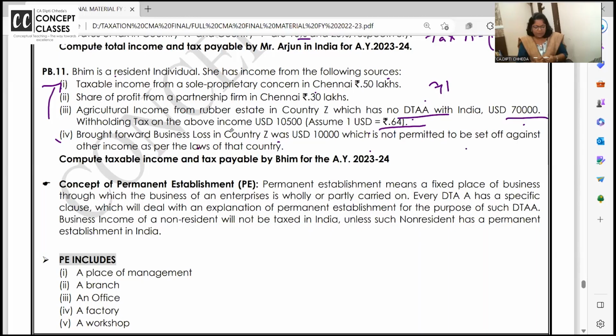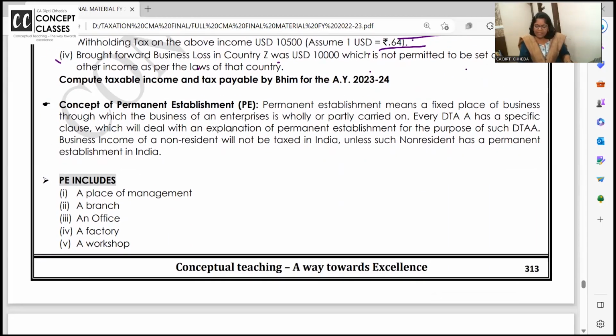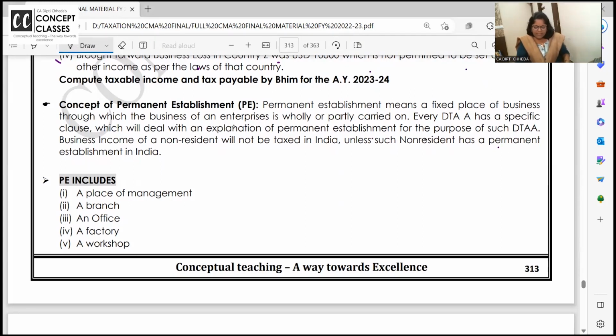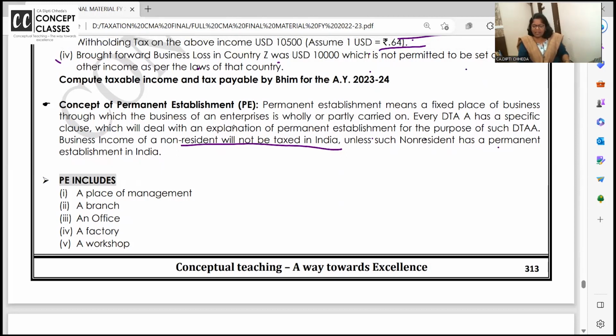Read it, and if there is any doubt, we will surely revise it once again also. Check. PE means a fixed place of business through which business of enterprise is carried. Every DTA has specified clause which will deal with explanation of PE. Business income of non-resident will not be taxed in India unless such non-resident has PE. Underline this for MCQs, for everything. It is very good, even if you write just one line well, it is fine if you don't fill it completely, but just underline it and mark this, very important.